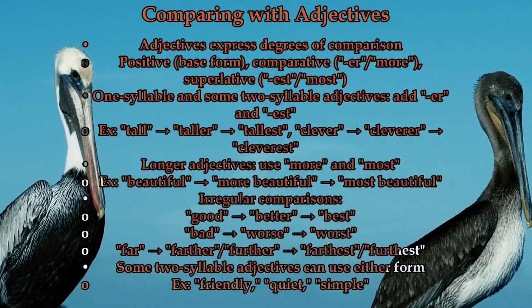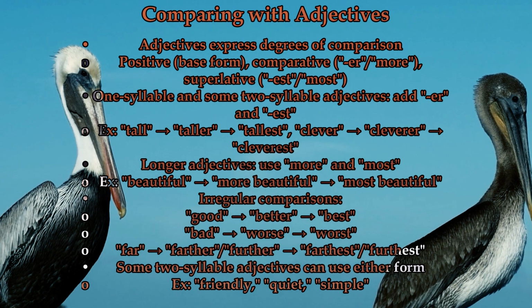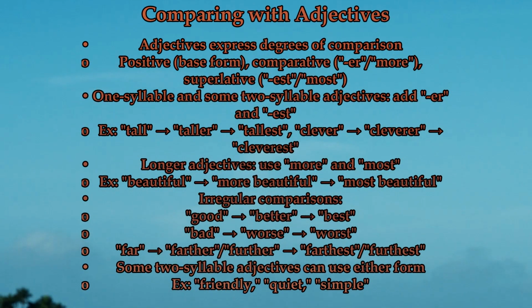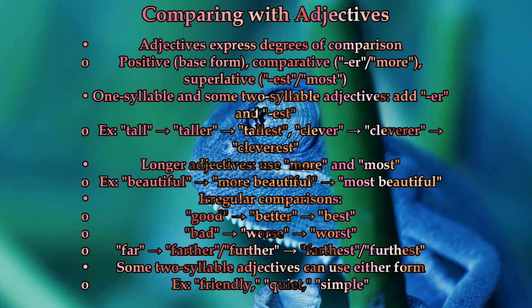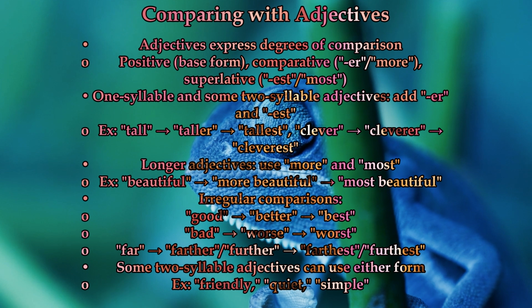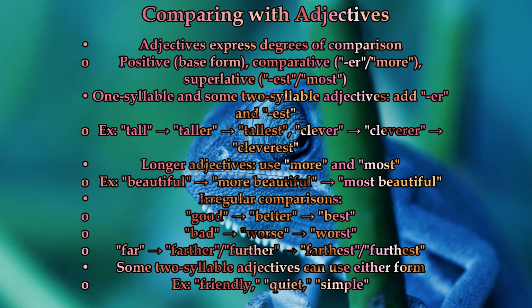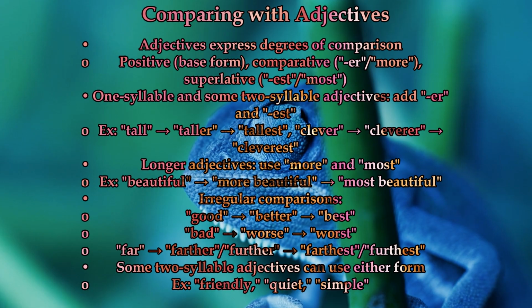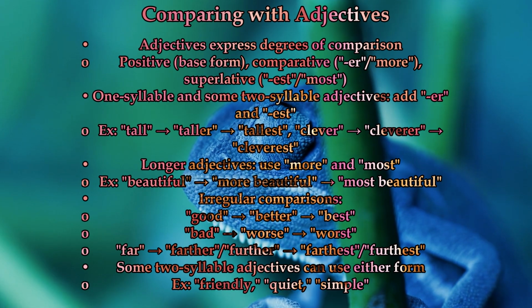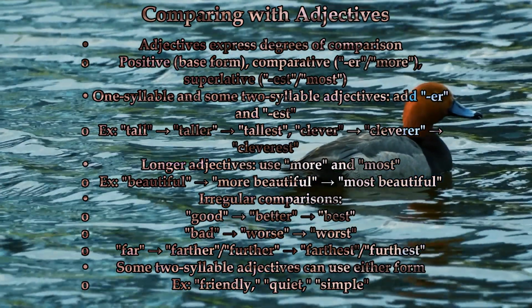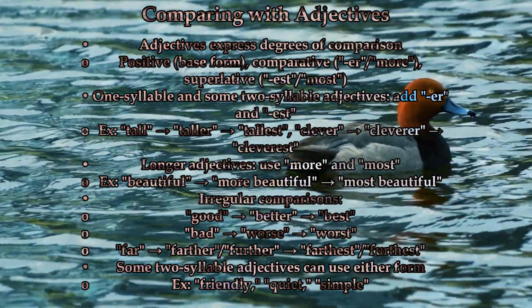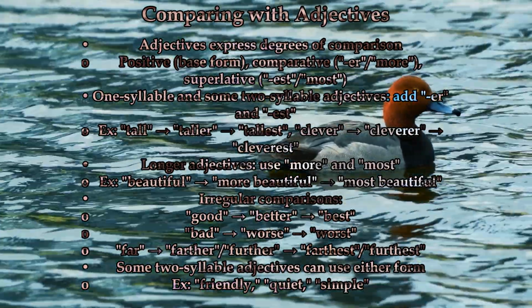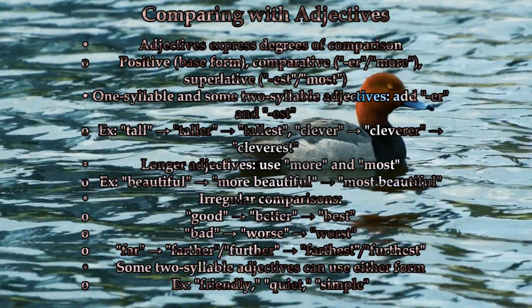There are also some irregular comparisons. 1. Good is the positive, better is the comparative, and best is the superlative. 2. Bad is the positive, worse is the comparative, and worst is the superlative. 3. Far is the positive, farther or further is the comparative, and farthest or furthest is the superlative.